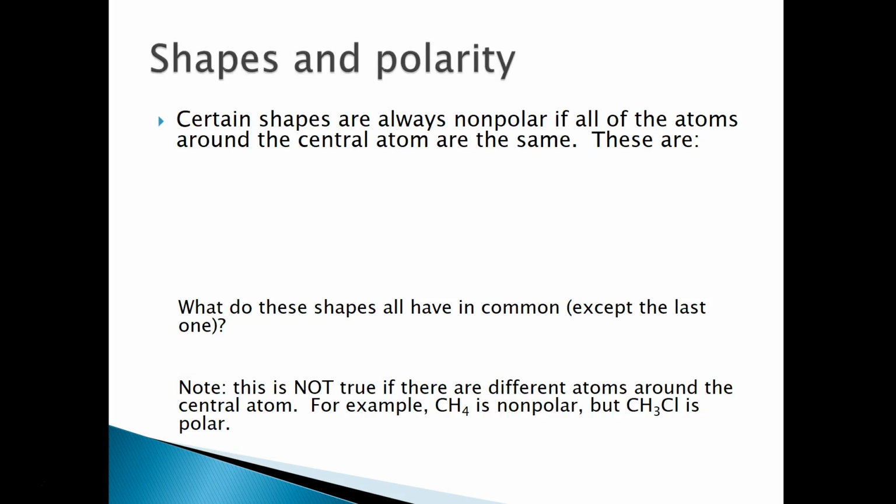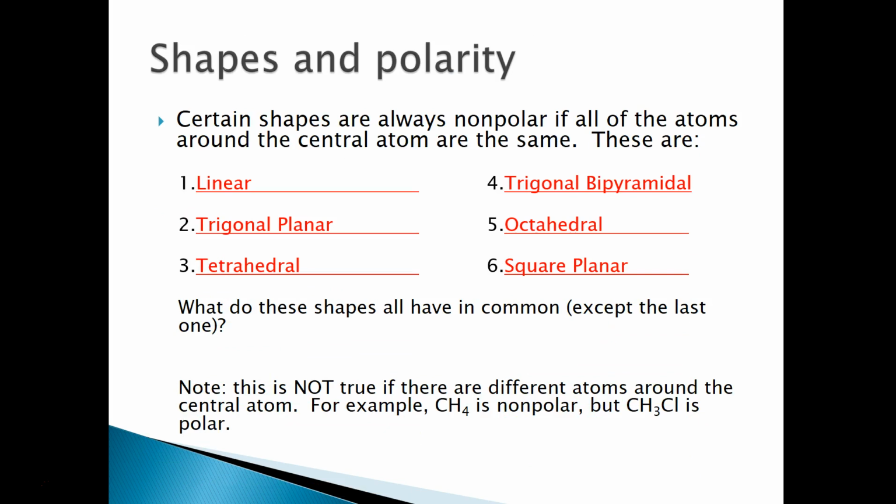All right, so shapes and polarity. Certain shapes will always be nonpolar as long as all of the atoms around the central atom are the same. These shapes are linear, trigonal planar, tetrahedral, trigonal bipyramidal, octahedral, and square planar. If we look at all those shapes, they all have a very important thing in common, except one of them. And that is the absence of lone pairs on the central atom.